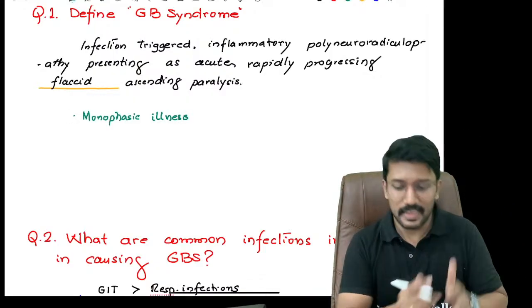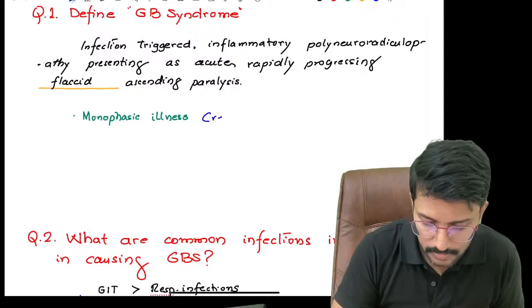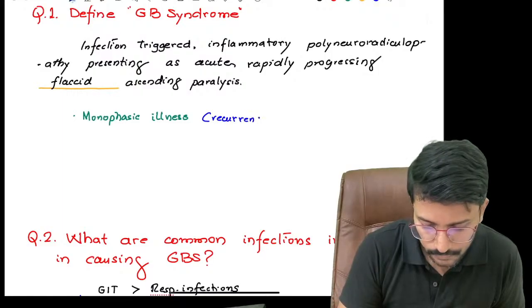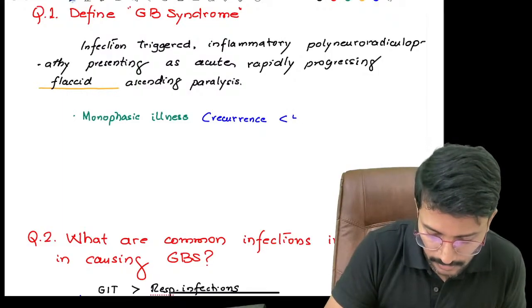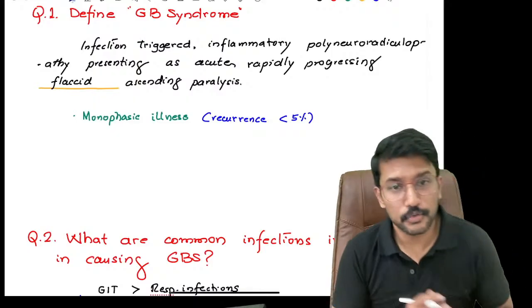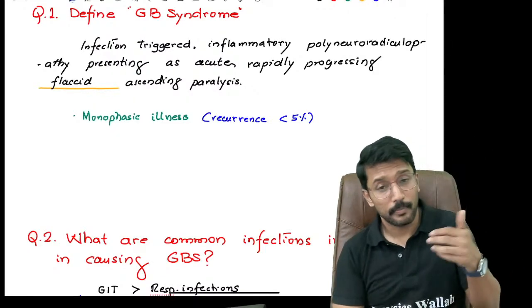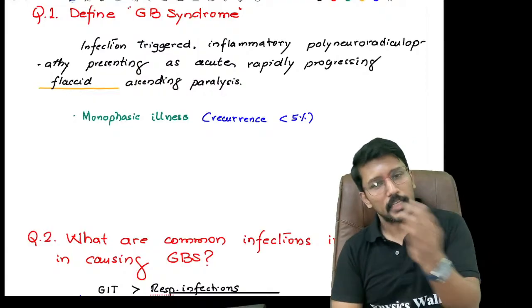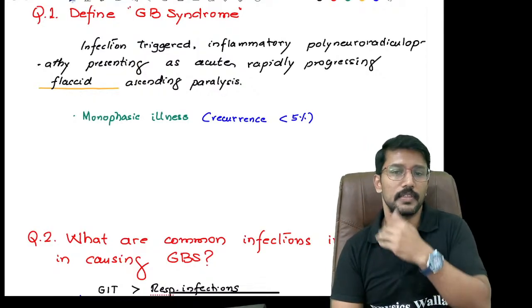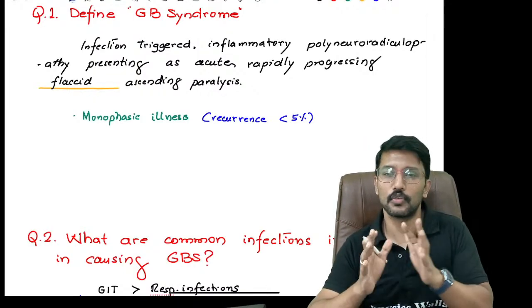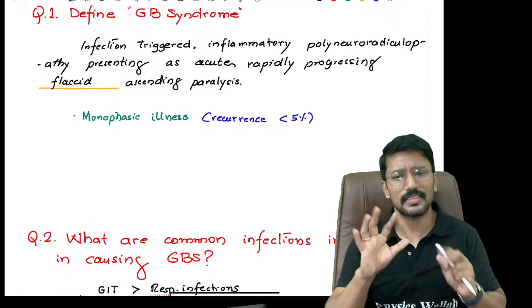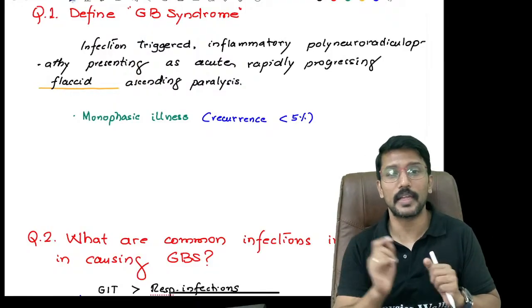Recurrence is rare, in less than 5% of the cases. So even if the patient I am dealing with now has GB syndrome because of Campylobacter jejuni infection, if he develops one more Campylobacter jejuni infection in the future, the chances of him developing GB syndrome are quite low. So it is kind of, I would say, a once-in-a-lifetime event.